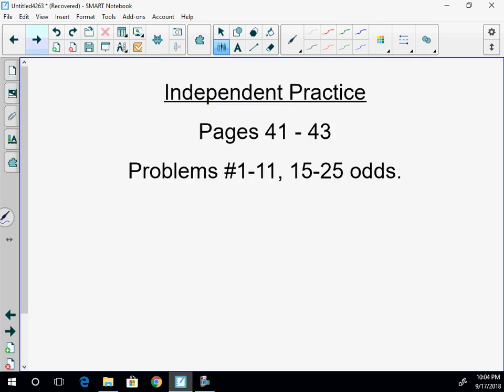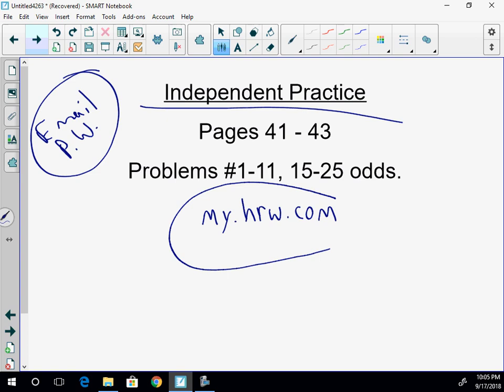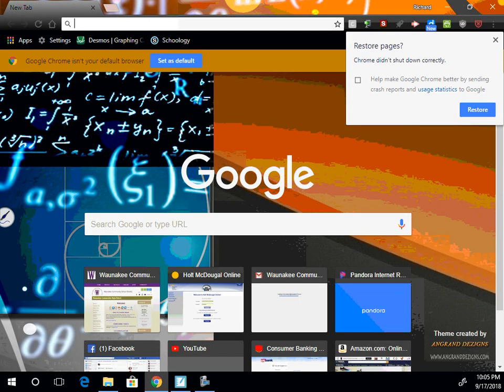Okay. Now your independent practice. You will be given a strip of paper that will have your email address and a temporary password. You are going to go to my.hrw.com and you are going to log in with this email and password strip. And once you log in, you should be able to find your online textbook. Okay? In fact, I can model that for you right now. That's a pretty good idea. Let me bring this up.